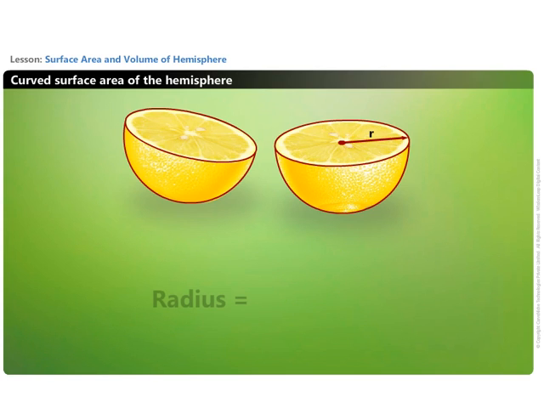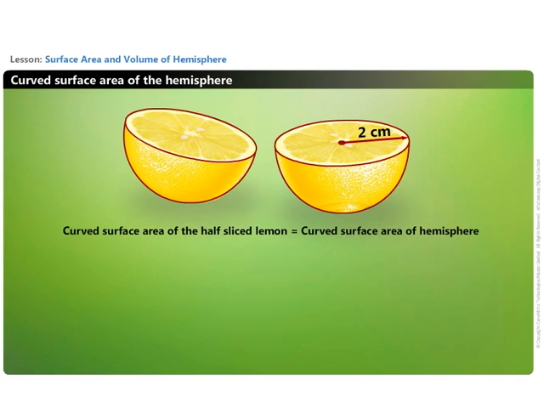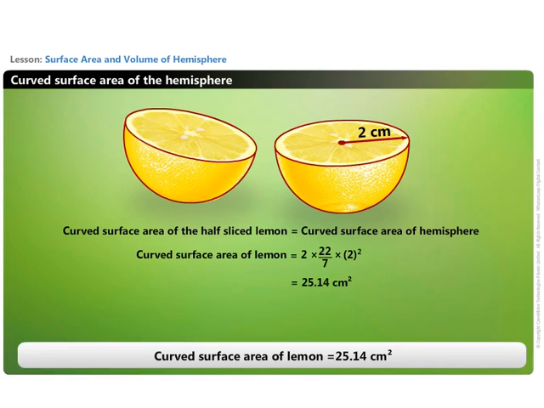For a lemon of radius 2 centimeters, the curved surface area of the half-sliced lemon is equal to curved surface area of hemisphere. Recall, curved surface area of hemisphere is equal to 2 pi r square, which is equal to 25.14 centimeters square. Curved surface area of half lemon is equal to 25.14 centimeters square.